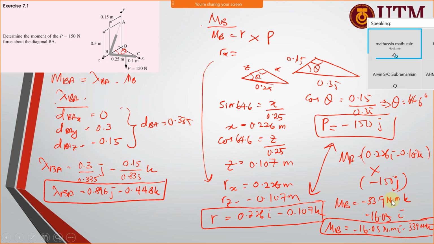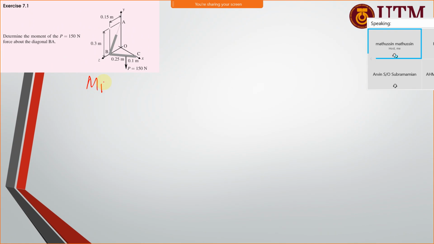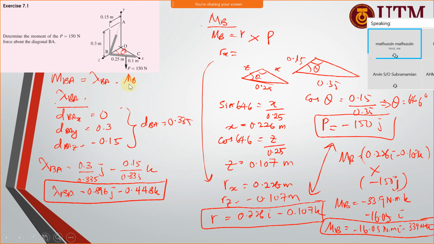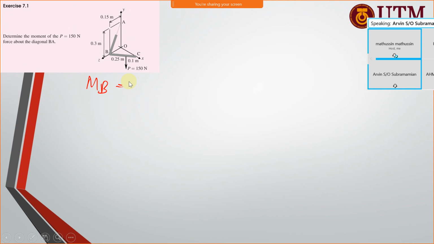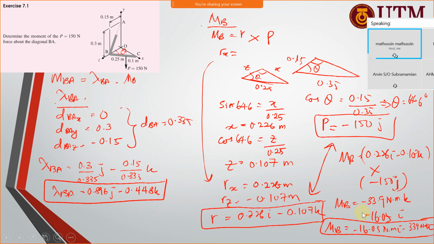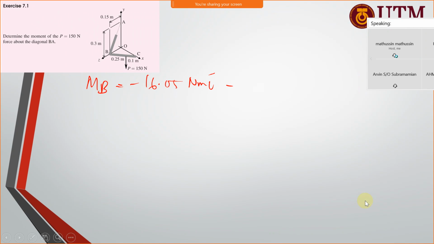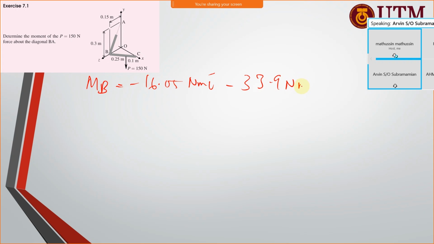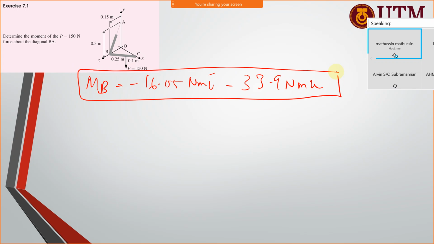Okay. So MB, saya tulis balik lah. So MB kita tadi sama dengan negatif 16.05 Newton meter i tolak 33.9 Newton meter k. So there is our MB. So sekarang ni soalan ni we need to find moment about axis BA, which mean that lambda BA dot with MB. So what is our lambda BA?